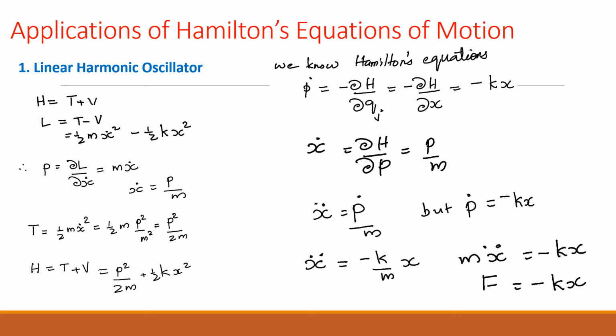The first one is the linear harmonic oscillator. What is a linear harmonic oscillator? Linear harmonic oscillation is a type of oscillation in which acceleration is proportional to displacement. The string, if it is released, will execute a type of to and fro motion, which is known as a linear harmonic oscillator.